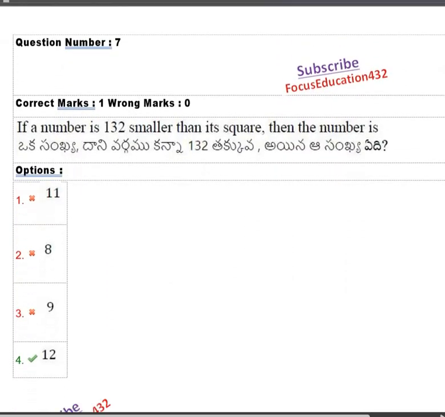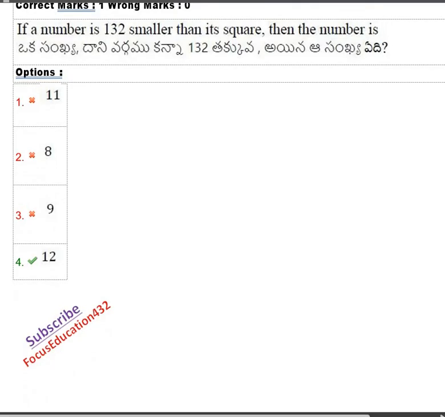Now question number 7. If a number is 132 smaller than its square, then the number is? Here we need some logic. What is the number we have to find? So let the number be x.